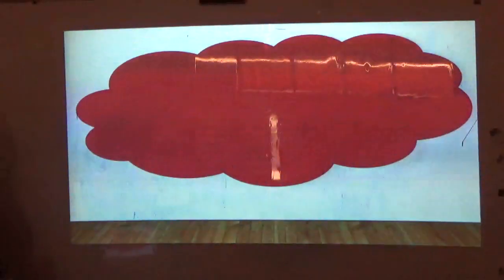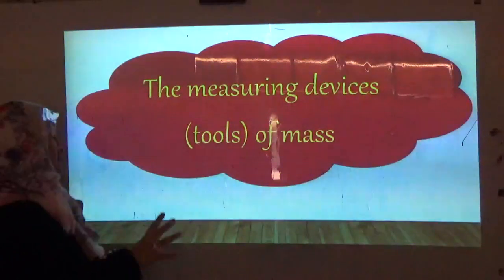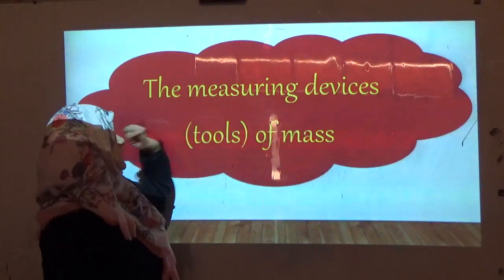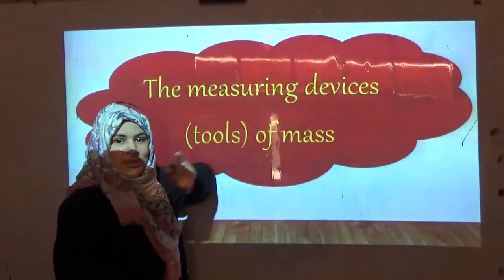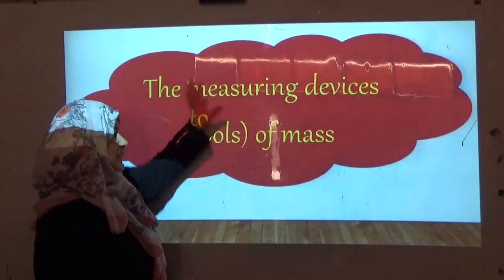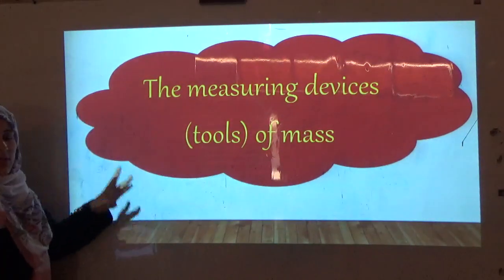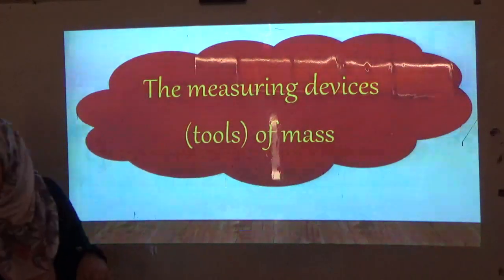Now we have a very important question. How can we measure the mass of objects? Some tools or some devices can be used to measure the mass. Now we are studying the measuring devices or the measuring tools. In Primary 4 you called them measuring tools, but today we can call them measuring devices, and both are right. You can use any one of them.